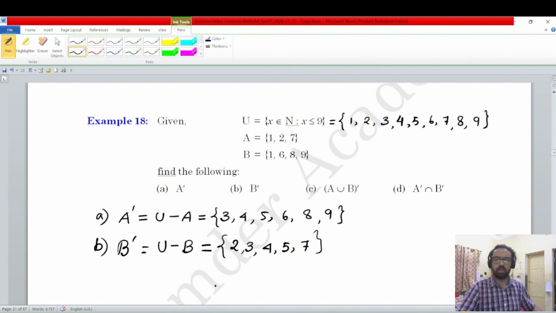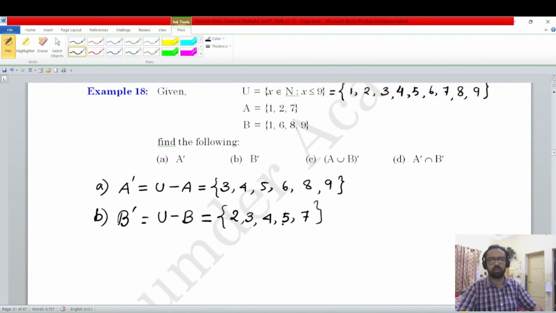So this is the idea about complement of a set. Remaining two questions you can check. What you will do? First you find A union B and then find their complement. Say let me do. First you find A union B. What will be A union B? A union B will be all common and uncommon between A and B. So it will be 1, 2, 7, 6, 8, 9.